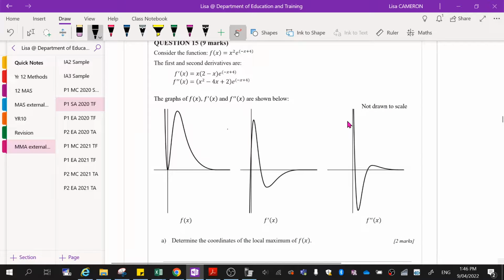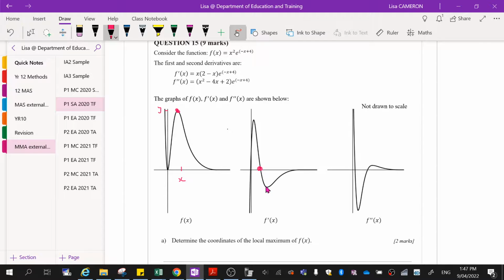Okay, so we want to determine the coordinates of the local maximum of f(x). So here's our three graphs of these functions above here. You can see what we're trying to find. This is our original function. We want to find the maximum, so we're looking for that point there. What's its x value? What's its y value? Now that translates over here to this graph as this point here.